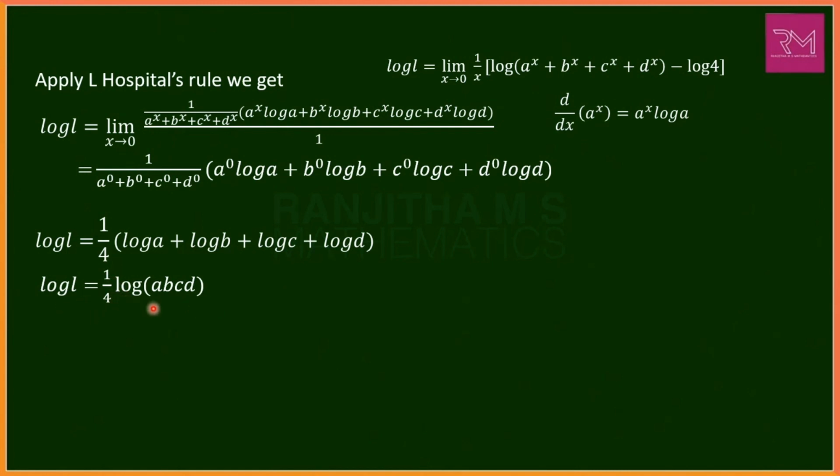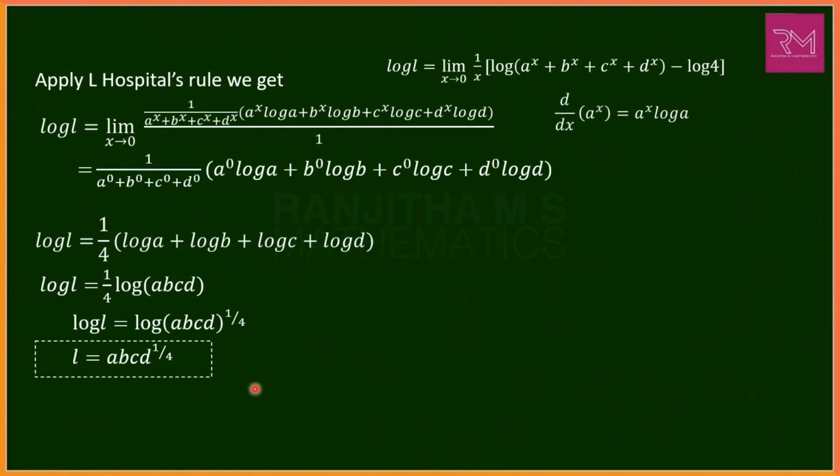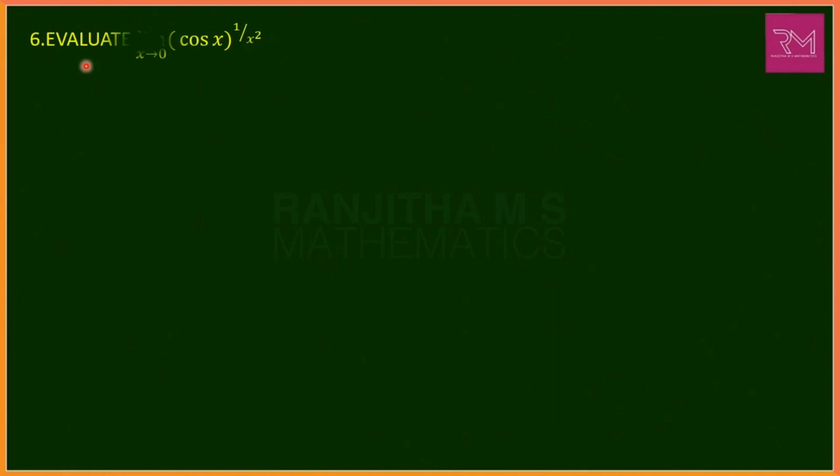This is of the form n into log m. N into log m can be written as log m power n. Hence we get log L is equal to log of a b c d whole power 1 by 4. If we take log to the right hand side, that becomes log inverse. We know that log of log inverse value is 1. Hence we get L value as a into b into c into d whole power 1 by 4. This is the value of the given problem. This completes the problem. We shall move on to another problem.